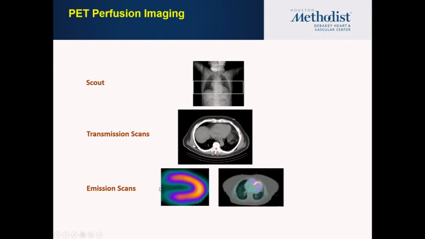Then we do an emission scan where we inject the radiotracer at rest and then later on at stress, and then get our image, and then we fuse both images later. So this is what we do: scout, transmission for attenuation correction, and then emission scan, which is the perfusion image. And then we fuse the images there. And we repeat it. We do it both at stress and rest. Sometimes we need to repeat the scout, but most often we just repeat these two.